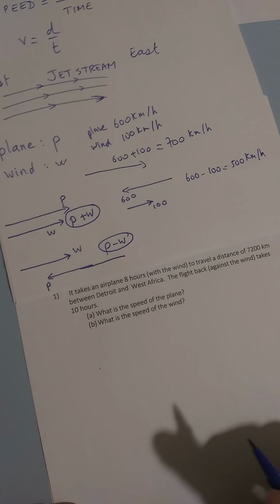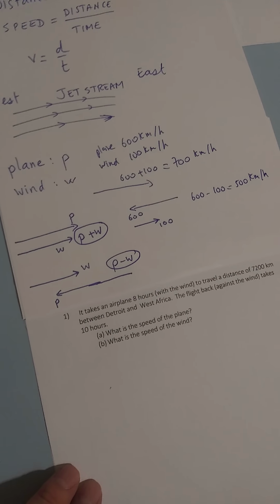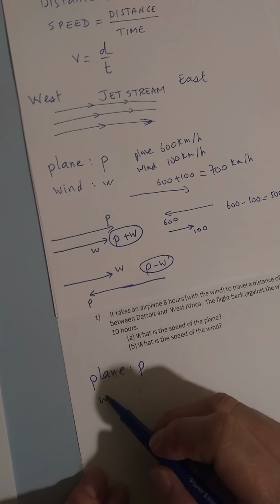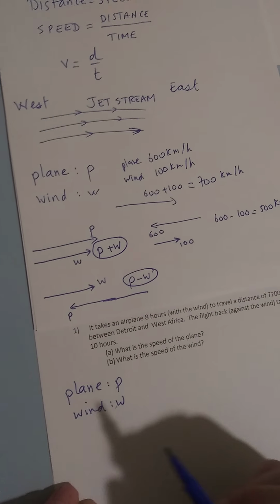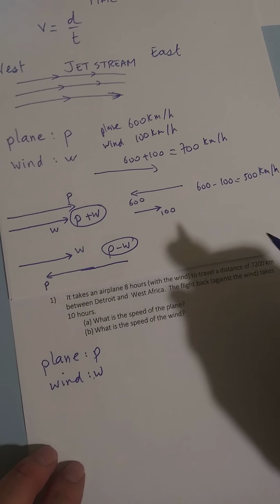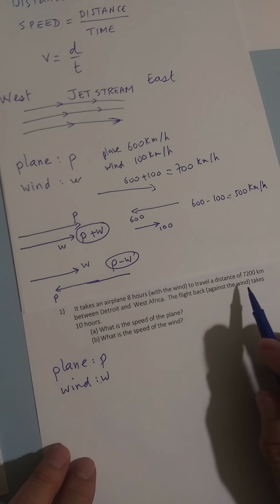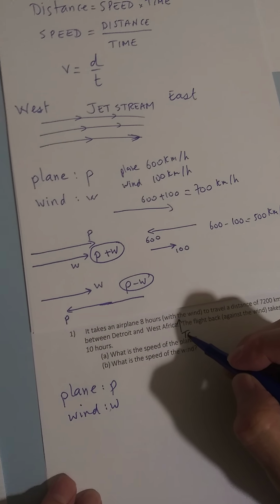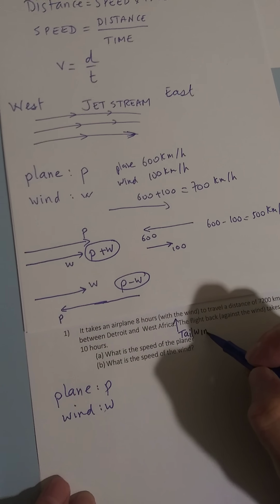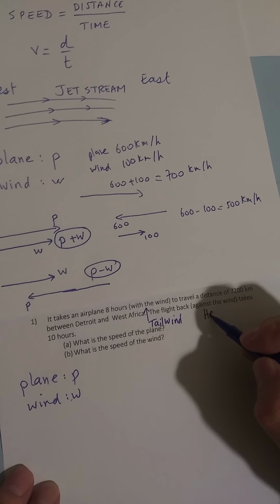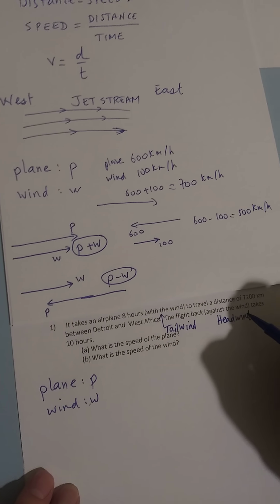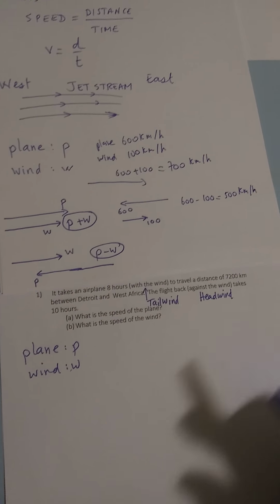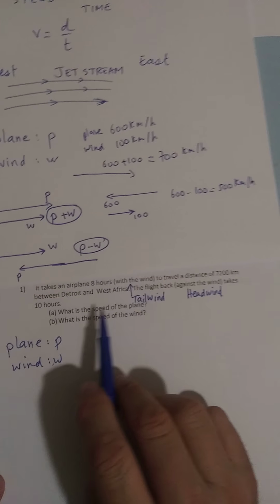Okay, this is what we're going to do. We're going to call the speed of the plane P, and the wind is W. Okay, with the wind, that's also called a tailwind. Against the wind is called a headwind. So this is a tailwind, and this one here is a headwind. That means the wind is coming against the head of the plane. So we need to find the 2 speeds.